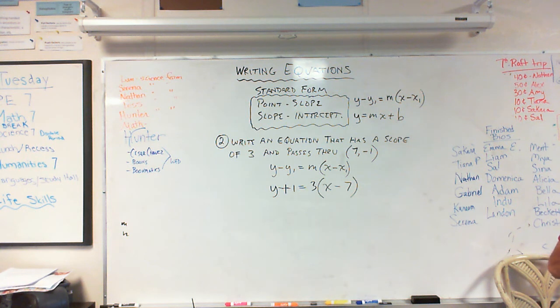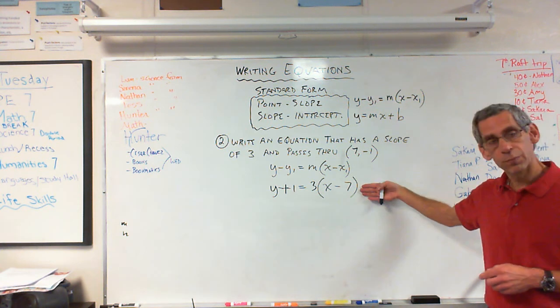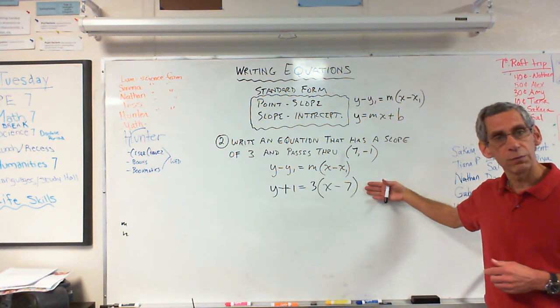Can I erase it? Wait. Write an equation that has a slope of 3 and passes through 7 comma negative 1. We're done. That was so easy. We had the point and we had the slope. Is it possible to simplify it? That is in simplest form for a point slope formula.